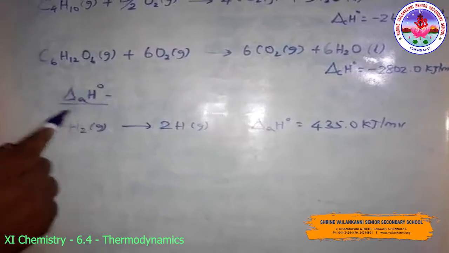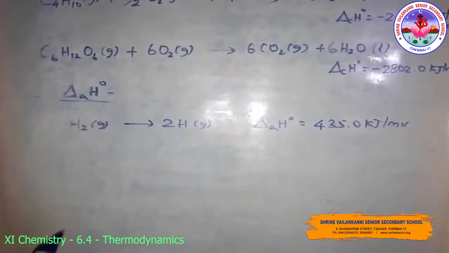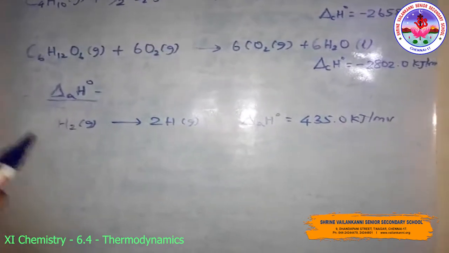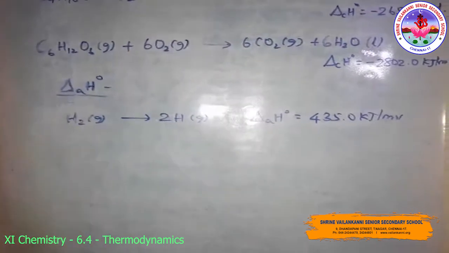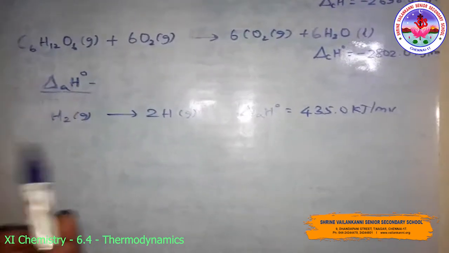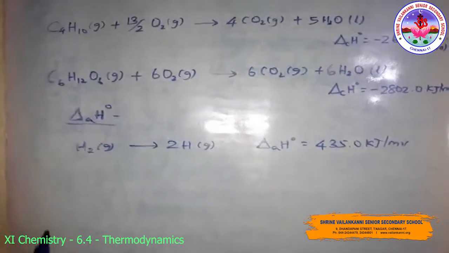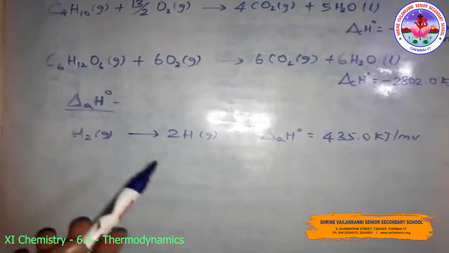So the enthalpy change in this process is known as the enthalpy of atomization. The symbol is delta H naught A. It is the enthalpy change on breaking 1 mole of bonds completely to obtain atoms in the gas phase. Look at this, completely in the gas phase. In the case of diatomic molecules like dioxygen and dihydrogen, the enthalpy of atomization is also the bond dissociation enthalpy.